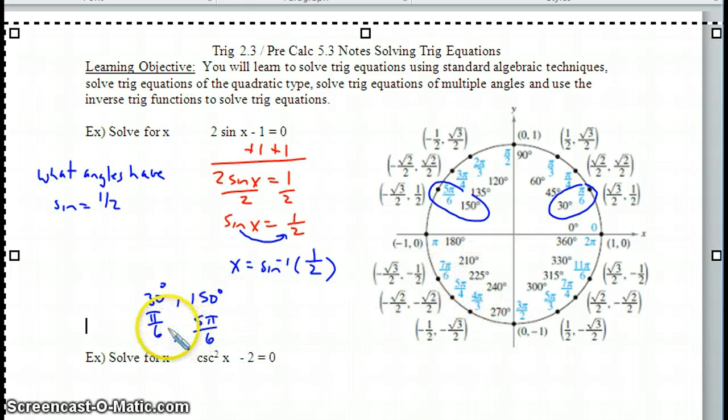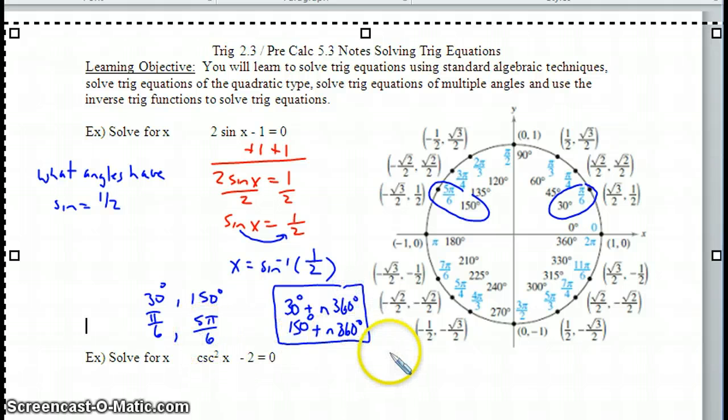So the way that we do it, instead of just writing 30 degrees and 150 degrees, is we would write 30 degrees plus n360, 150 degrees plus n360. So what that means is you take 30 degrees, add any multiple, that's what the n stands for, of 360 to that. Or 150 degrees, add any multiple of 360 to that, and you're going to find all these coterminal angles. If you want to give the answer in radians, you would say pi over 6 plus n2 pi, and 5 pi over 6 plus n2 pi.